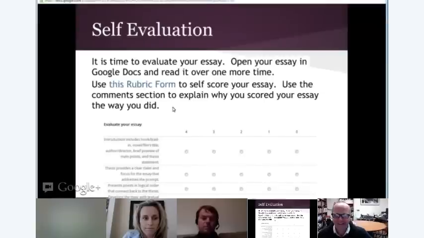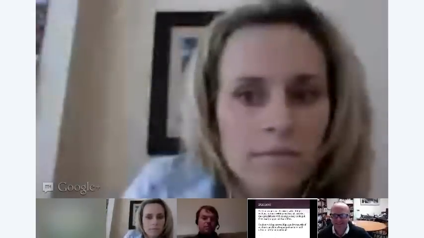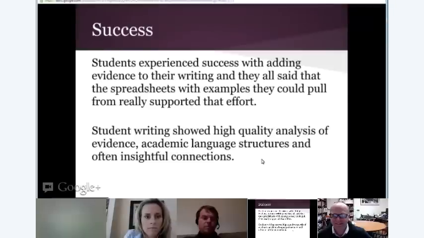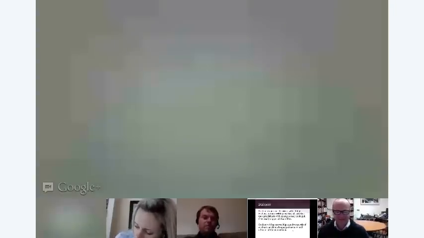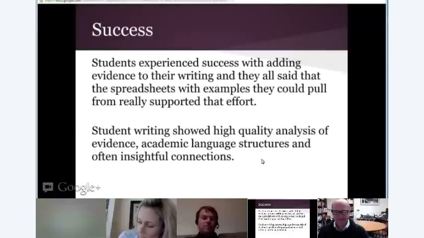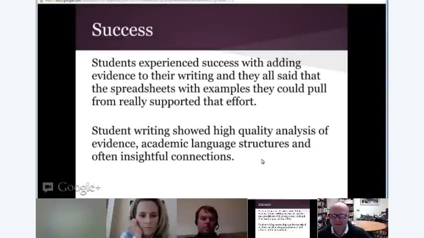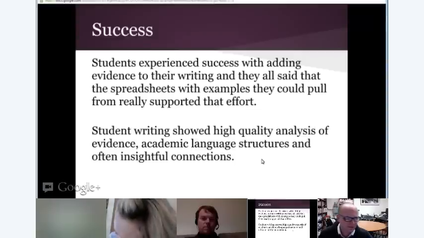Then we use the comment section to explain why you scored your essays when you did. So these are sort of the findings of that, if you think of this as a little bit of analysis. Overwhelmingly, we found that adding evidence to their writing was a lot easier when they could pull from the spreadsheets. Their writing showed much higher quality analysis of that evidence because they didn't have to spend time looking for the evidence. They used the academic language structures, and they came up with some really insightful connections in the story.